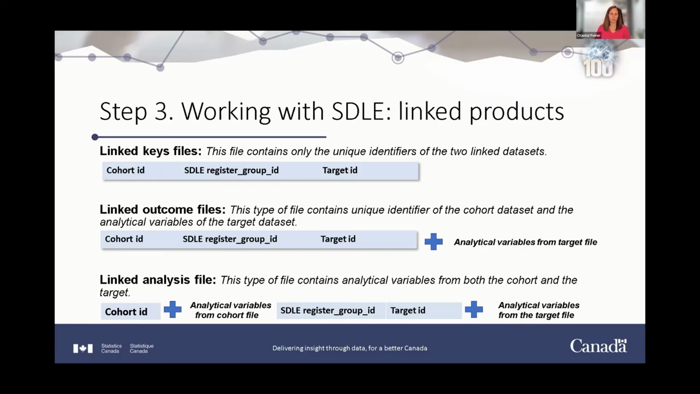And the third product is a linked analysis file. So in that case, you'll have analytical variables from both the cohort and the target file. So key files can be delivered way faster than the two other products since no data manipulation is required.